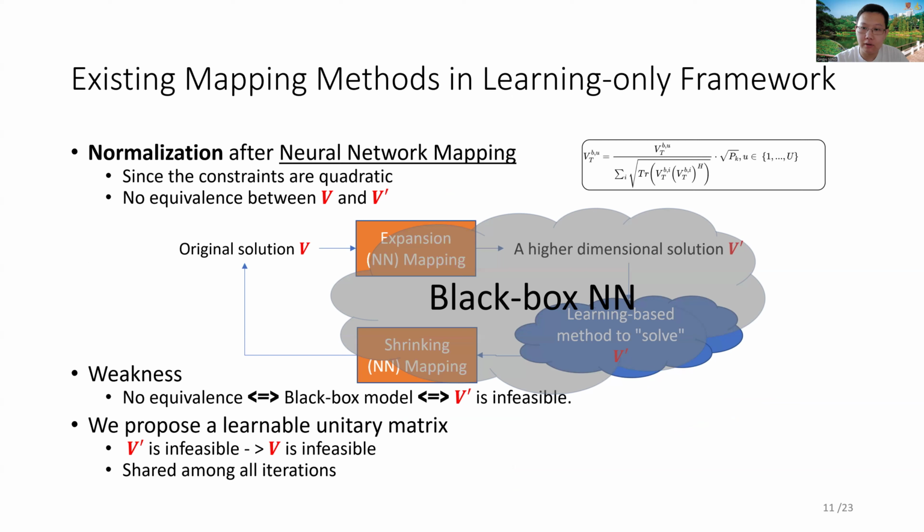However, existing learning-only frameworks utilize black box neural networks to achieve such mappings. They trivially use normalization after the shrinking mapping to keep V feasible. This is easy to implement since the constraints are quadratic, but this violates the equivalence. So we propose a learnable unitary matrix to achieve such expansion and shrinking mappings with one parameter matrix. This matrix allows us to get feasible V from feasible V prime. Moreover, such a learnable matrix can be shared among all iterations.